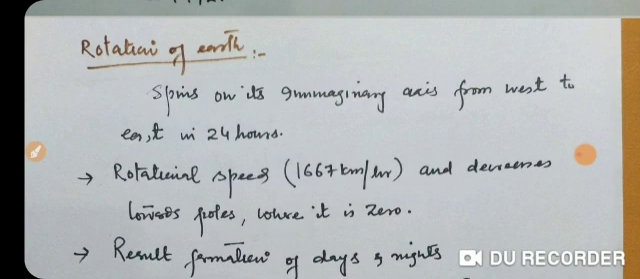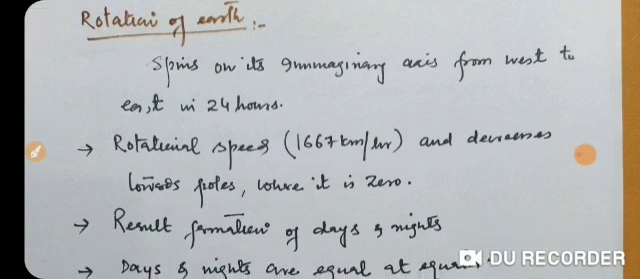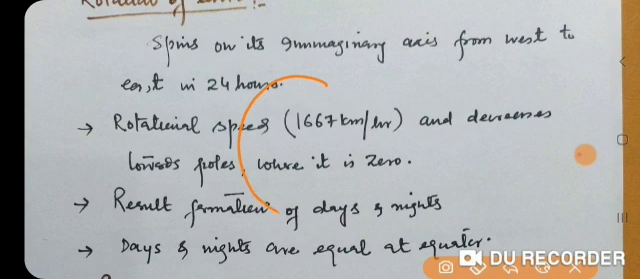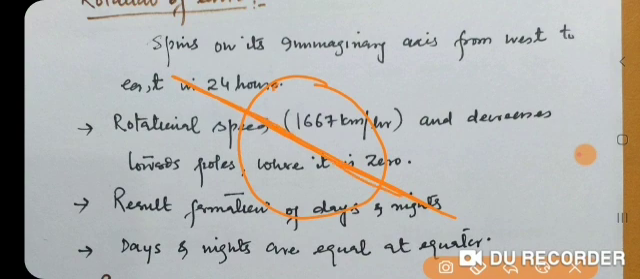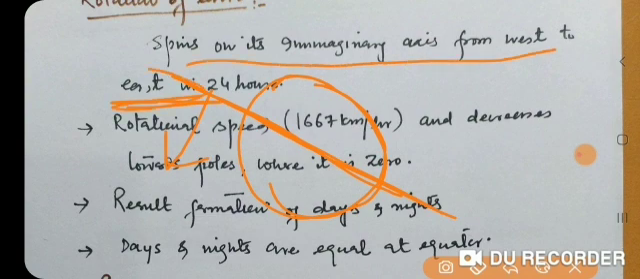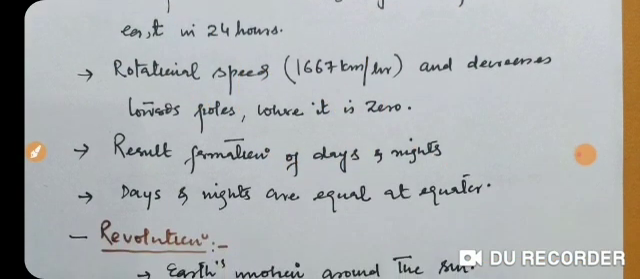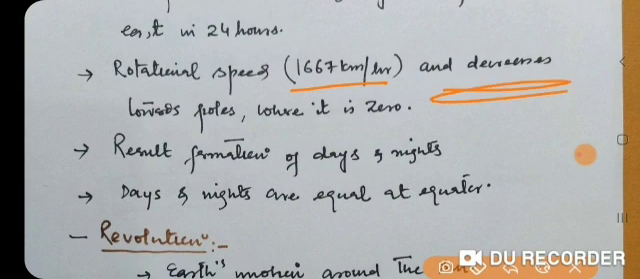Now in the fundamentals of earth we will start with the rotation of earth. Rotation means, this is our earth, it has an imaginary line that is called the axis, and this movement, the spinning of this earth around this axis, is called rotation. It spins on an imaginary axis from west to east. So yaad rakhna, this earth rotates from west to east and makes the day and night in 24 hours. It is called rotation. Okay. The speed of this rotation is 1667 kilometers per hour and decreases towards the poles.